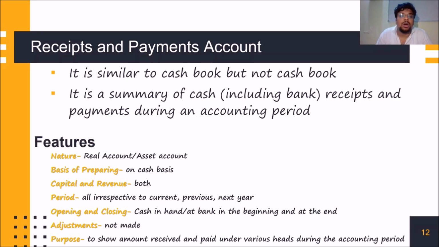So the nature of a receipts and payments account is a real account. Because it deals with cash, or according to modern classification, we can keep it under the category that is asset account. Another feature is basis of preparing. So it is prepared on the basis of cash, but remember, when we say cash, we include bank as well.